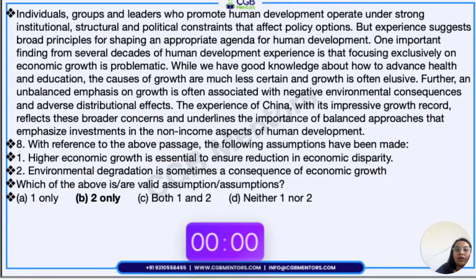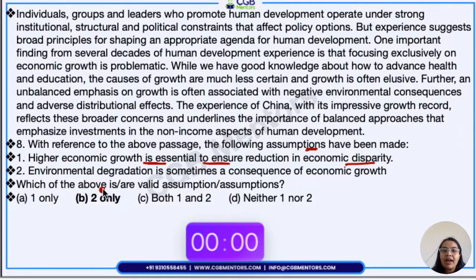Answer is only the second one. अगेन assumptions की बात है ना. Assumptions, to remind you, are the things that if true, the passage is based on. First thought: higher economic growth is essential to ensure reduction in economic disparity. So author अगर इस बात को सच मानता है that higher growth is necessary to make sure that disparity reduce हो, तो सही है क्या ये passage? Has he explained this thought, the first one, in the passage?